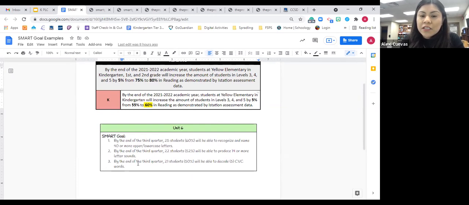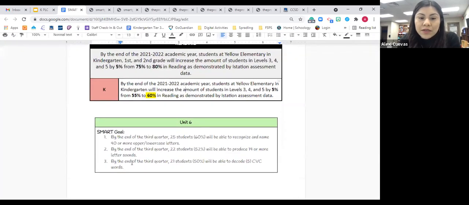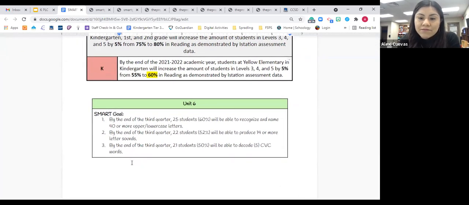Your unit SMART goals are based on your essential standards, which we'll talk about a little bit later on. So in kindergarten, we have plenty of essential standards. I mean, the foundational skills are very essential. So here are some of our SMART goals within our units.